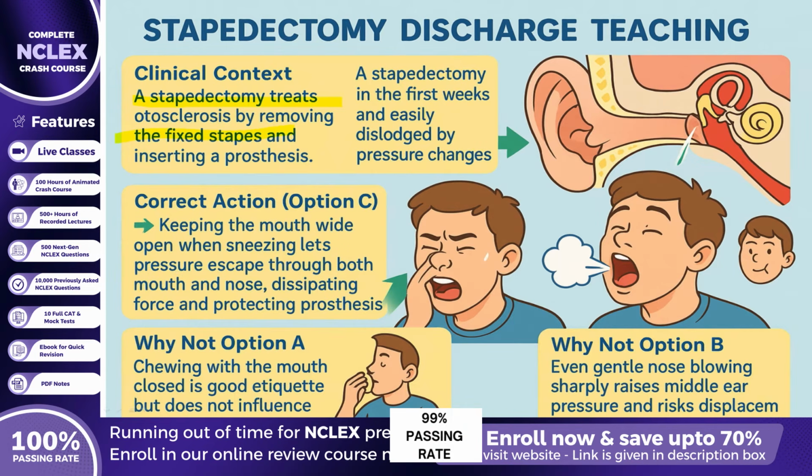In the immediate postoperative period, the prosthesis is delicate and vulnerable to dislodgement. Any activity that sharply increases pressure in the middle ear, such as sneezing, nose blowing, coughing, or straining, can transmit force through the eustachian tube and cause displacement. This is exactly why option C is correct.